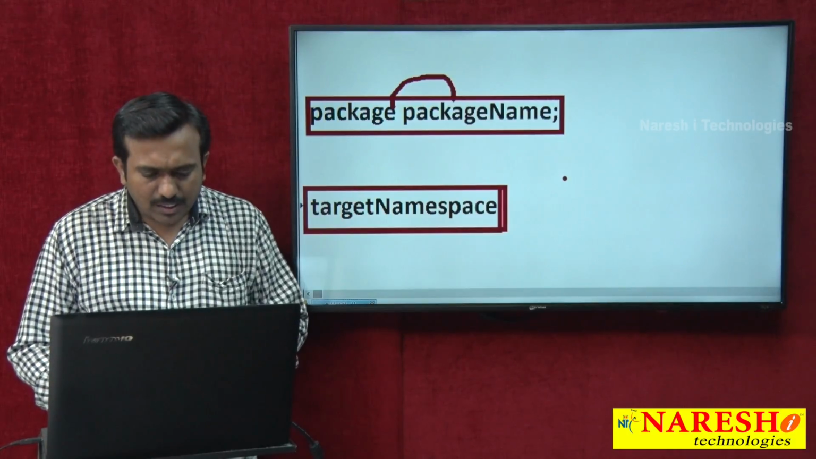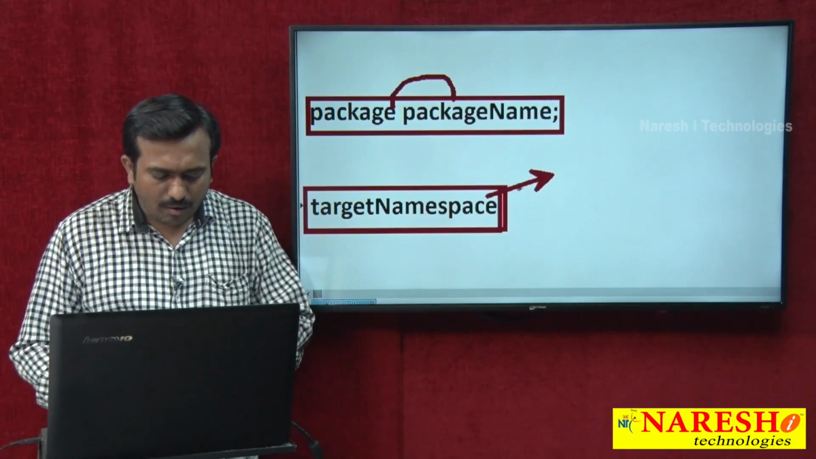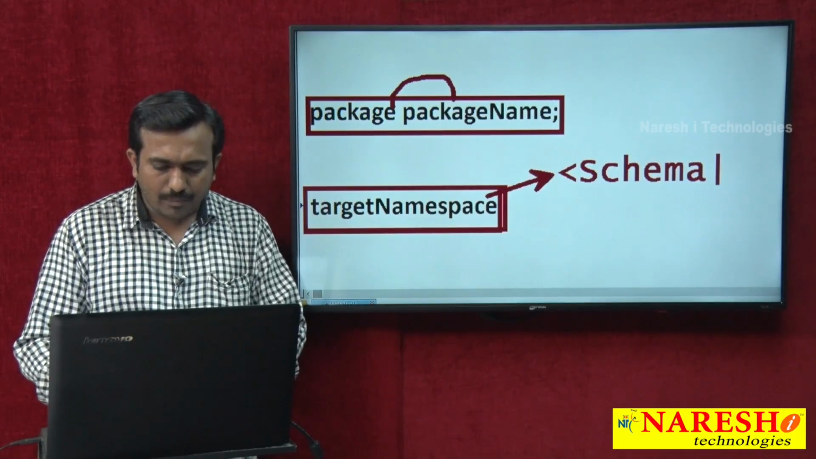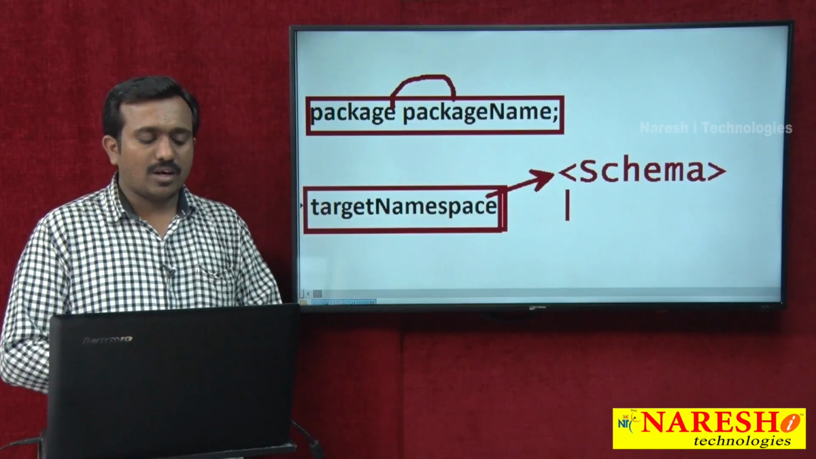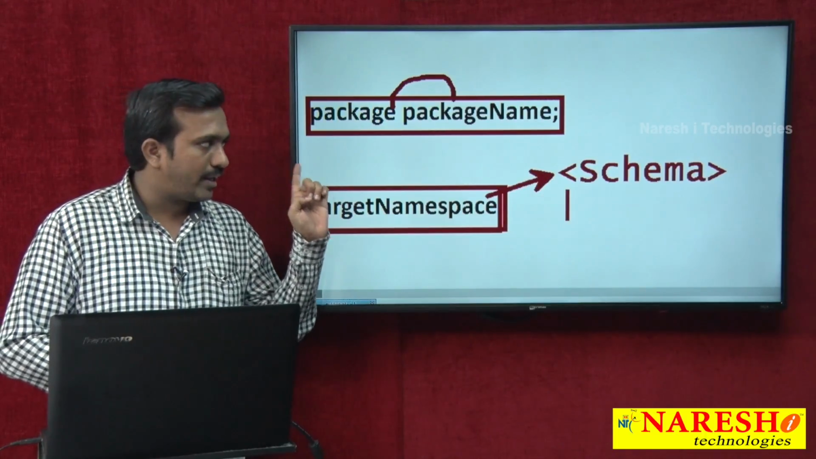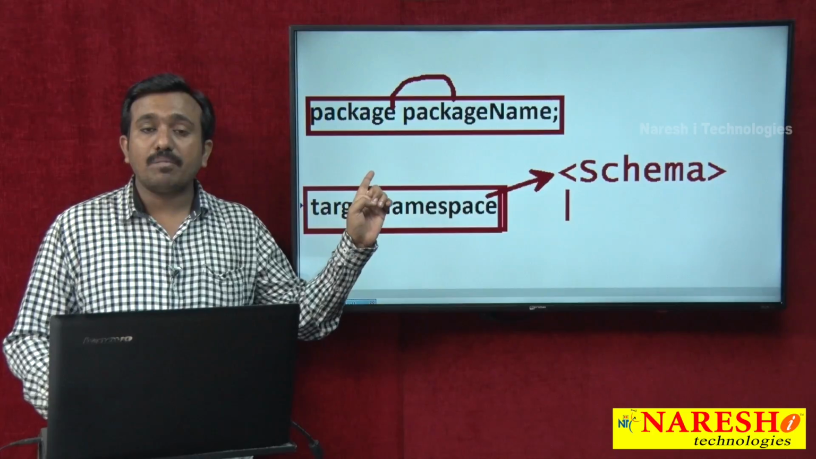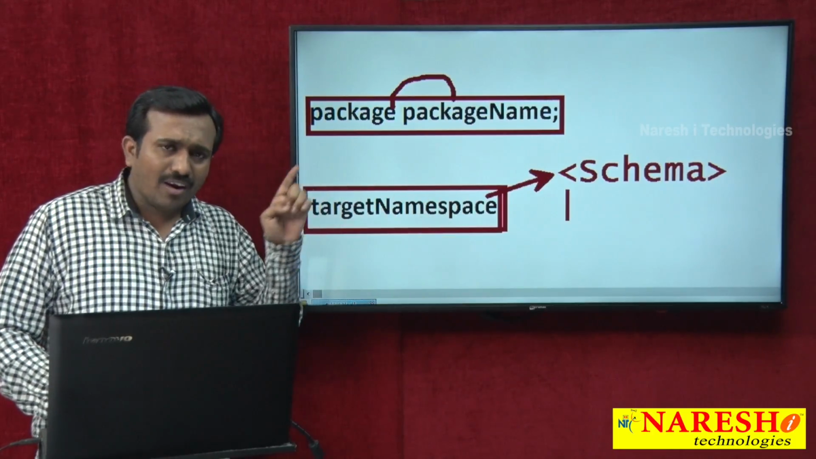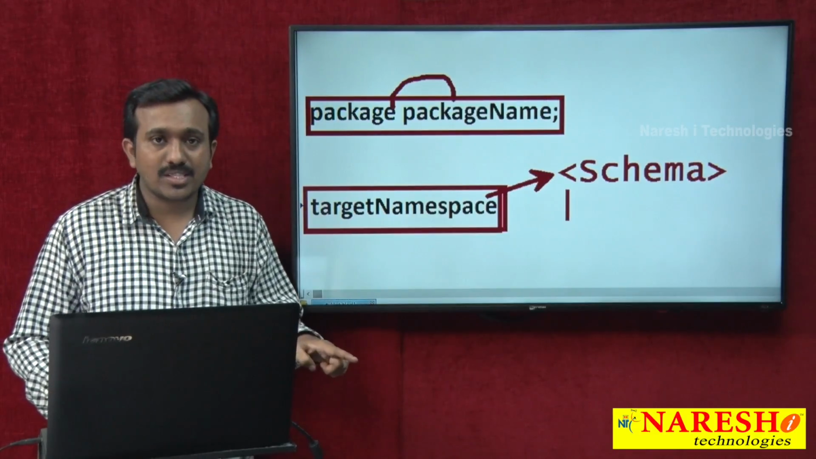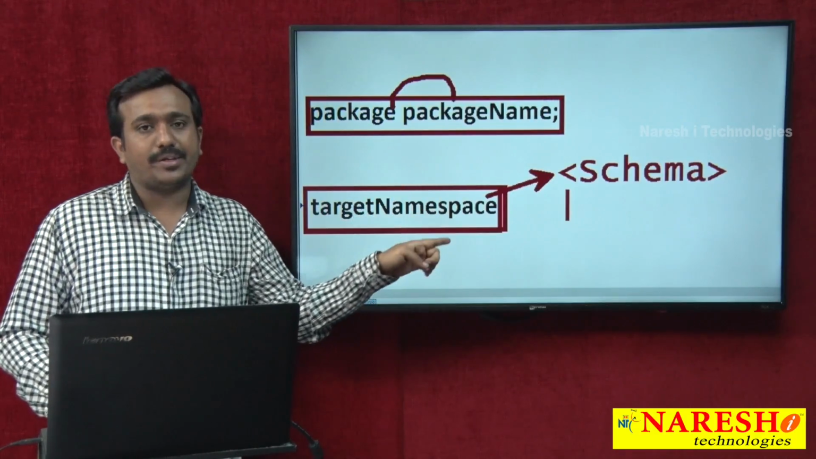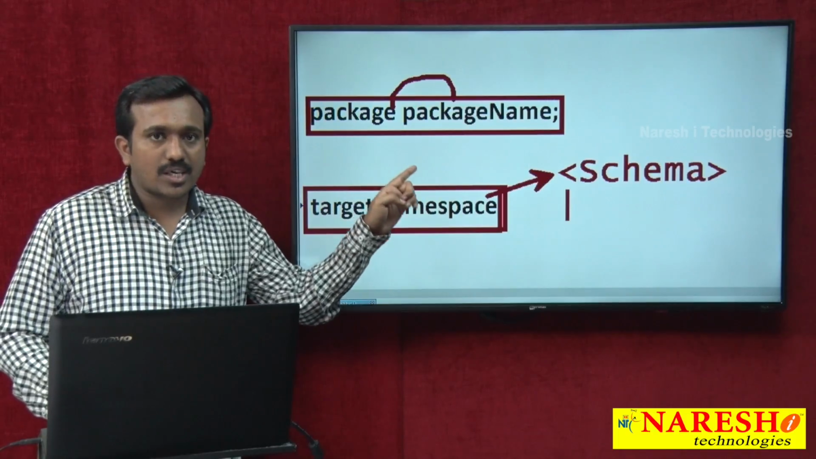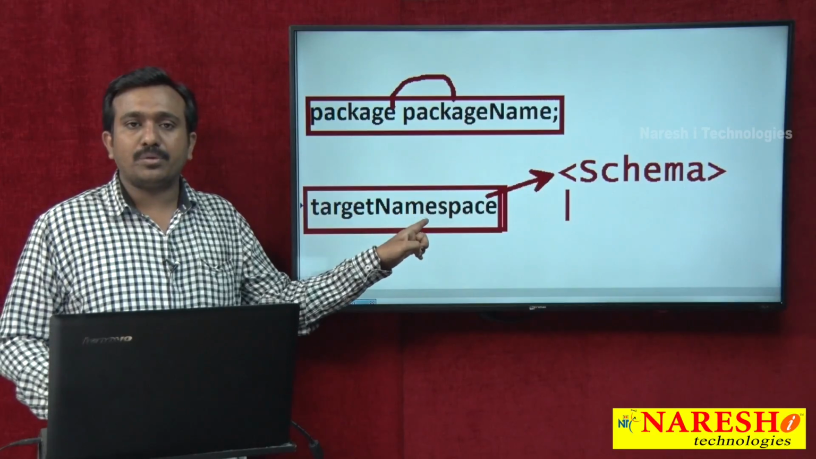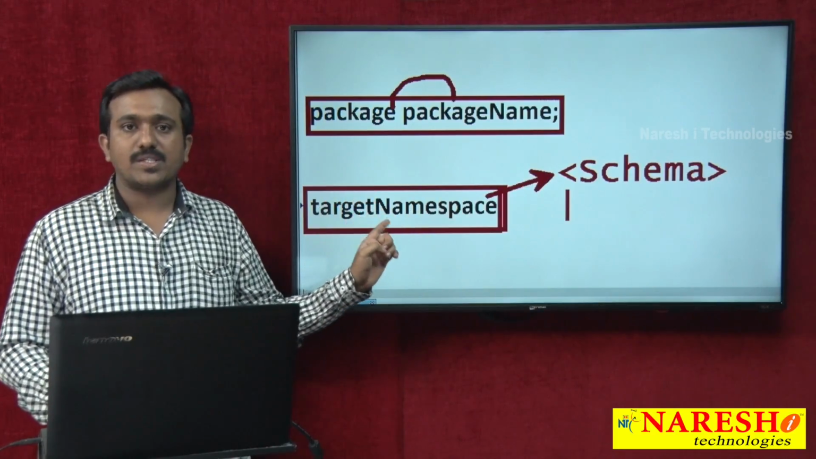The target namespace attribute we always write along with the schema element. You know already in an XSD document, schema is acting as a root element. So along with the schema, we are always using what? The target namespace attribute, to create our own namespaces.